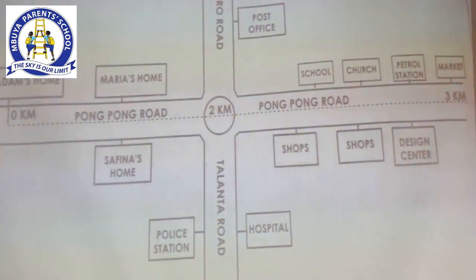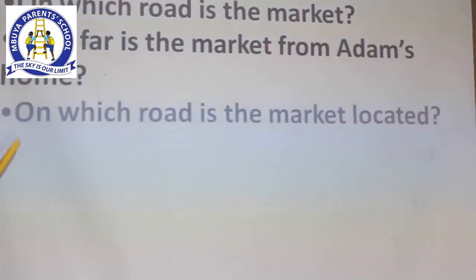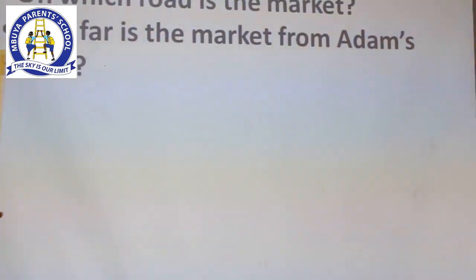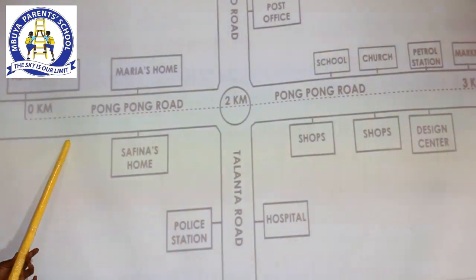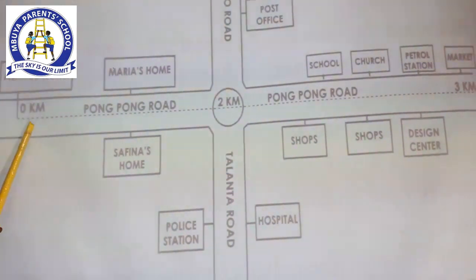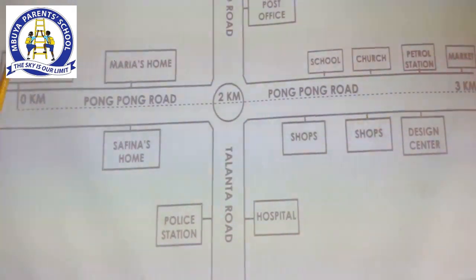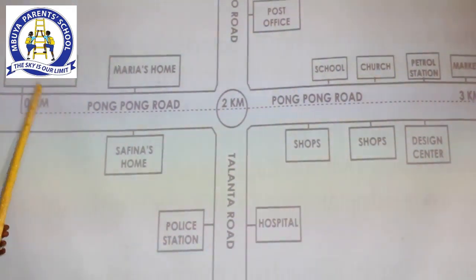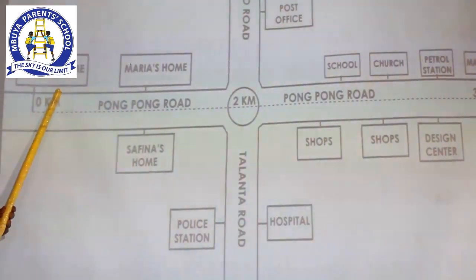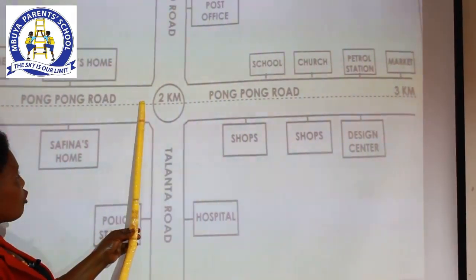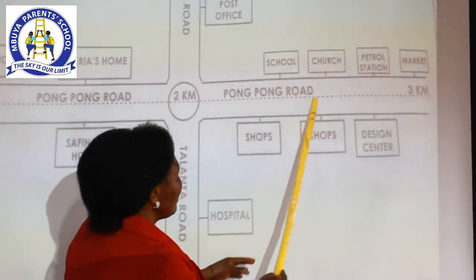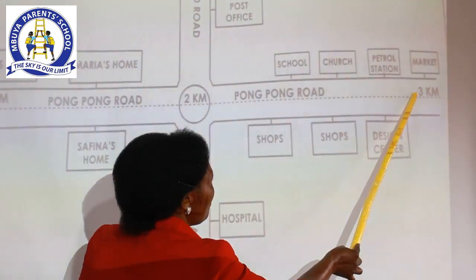Let us look at question 3. Question 3 says, how far is the market from Adam's home? Still, we shall use our map to find out the distance from Adam's home to the market. Adam's home is here. We are moving on Pong Pong Road, and here is our market.